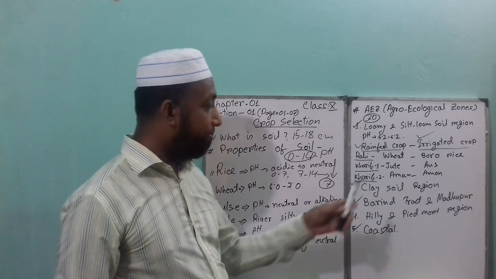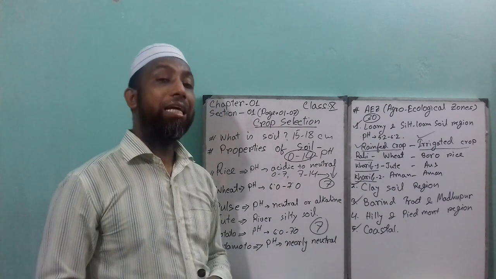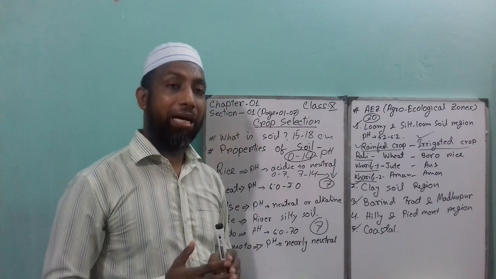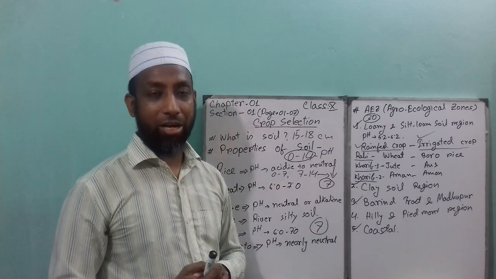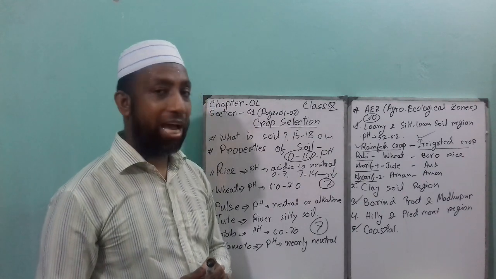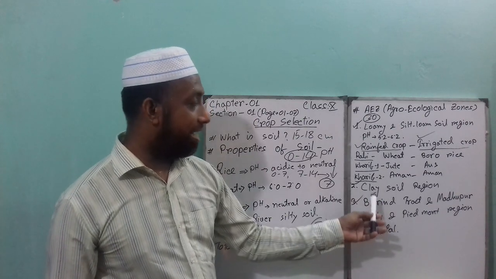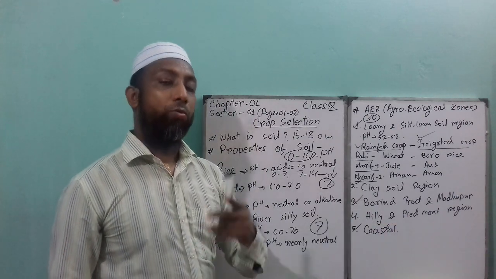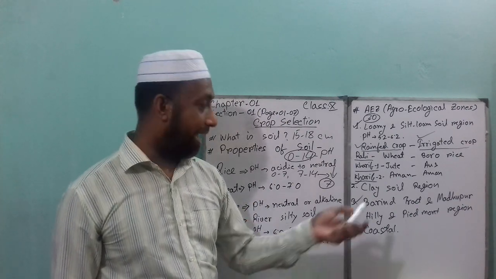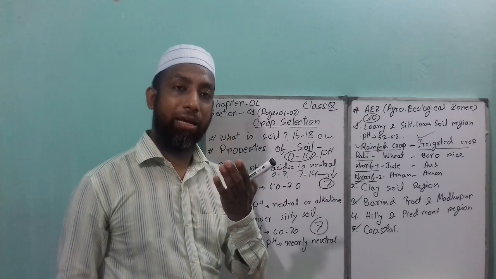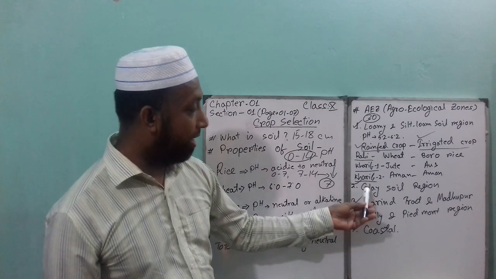Now let's talk about the clay soil region. What will be the clay soil region? In this region, clay soil means the water content is more in the soil, and organic matter is a little bit more. Maximum types of rice can be cultivated in the clay soil region, because we know that rice can be produced in water-stagnant conditions, and clay soil can hold maximum water. That is why rice can be cultivated more in this region.